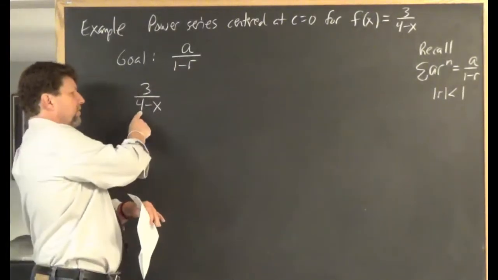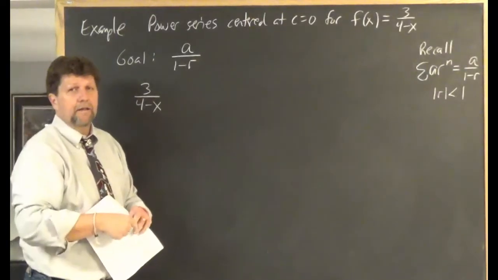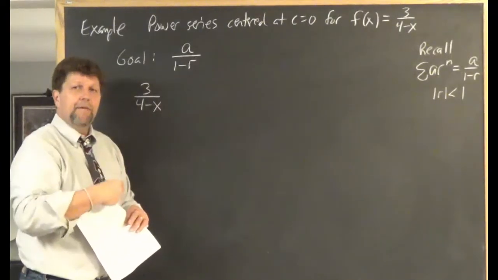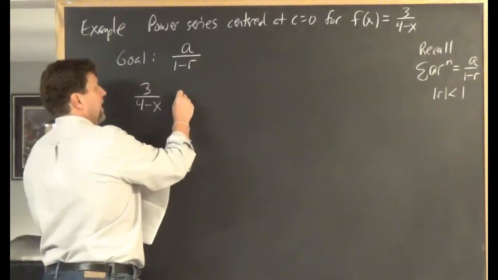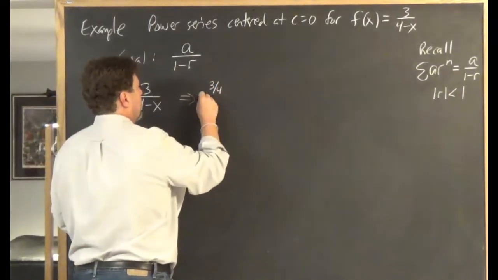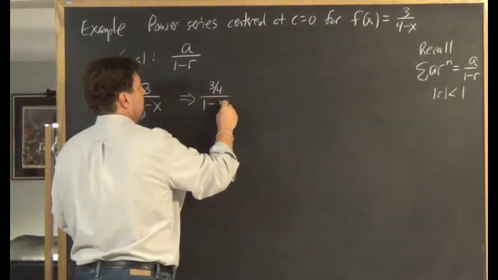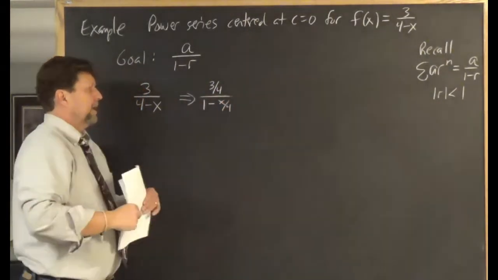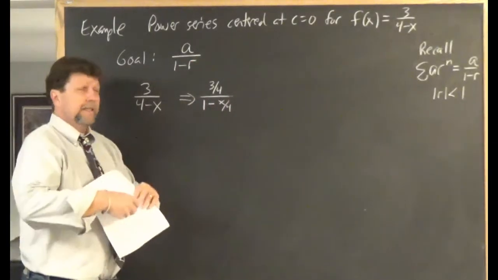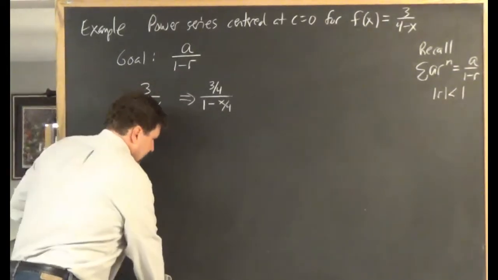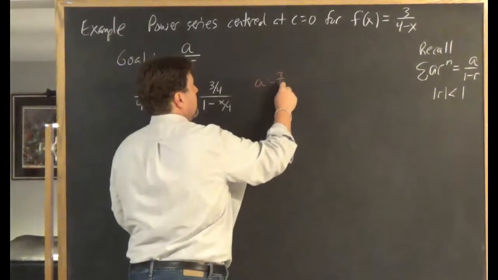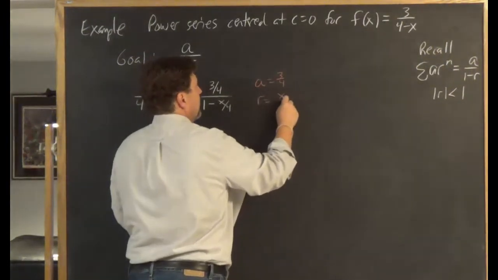So how could I turn this 4 into a 1 legally? Divide everything in the numerator and the denominator by 4. If I do that, I get 3/4 over 1 minus x over 4. This is exactly in the form a over 1 minus r. It's exactly in the form where we can now say, well, look at this. A is 3/4. R is x over 4.